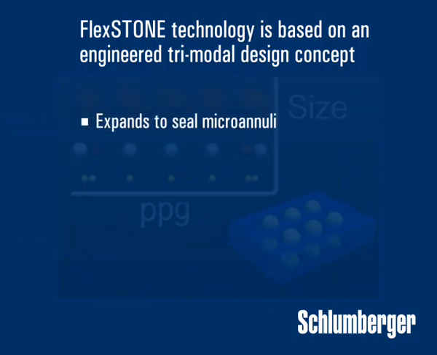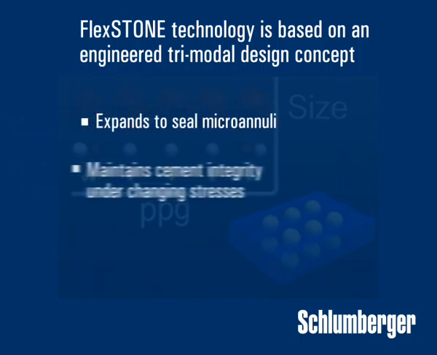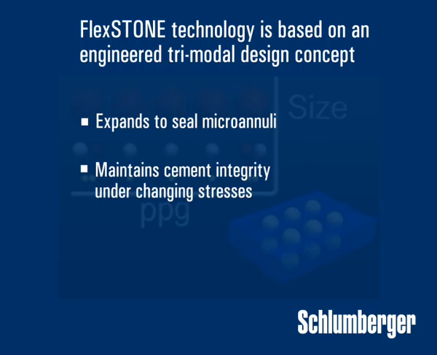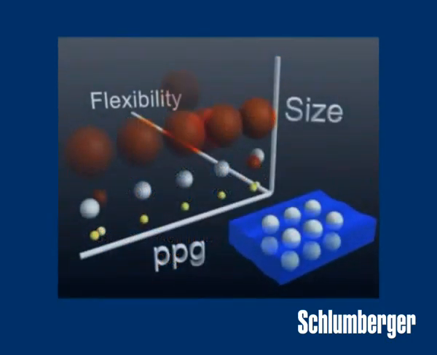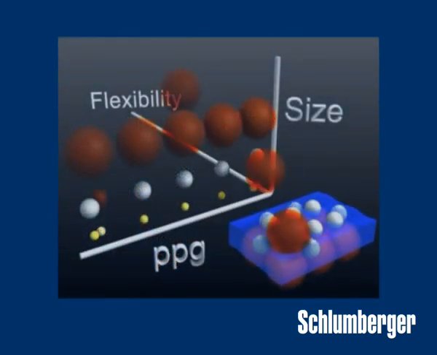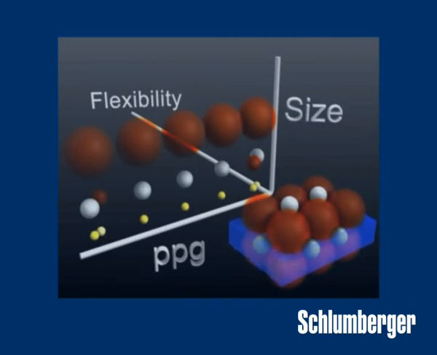The system expands to seal microannuli, maintains cement integrity under changing stresses, and can be mixed from 10 to 21 ppg. The particles are arranged to pack very efficiently, with coarse, medium, and fine particles creating a closely packed matrix that requires less water, yet produces production-quality set cement systems every time.